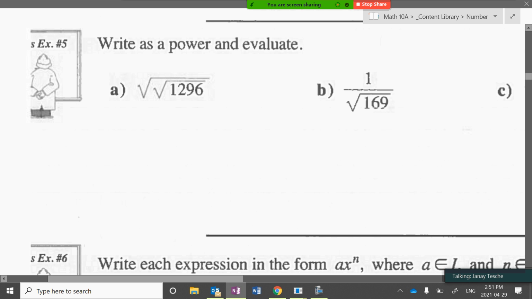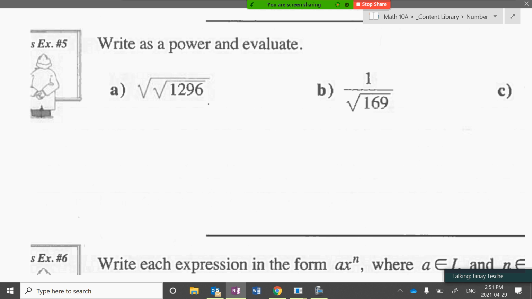Okay, so 1296, I don't expect you to know this number. Okay, let's go over it, but I will not give you a number this big. So work on your outside in when you're converting.